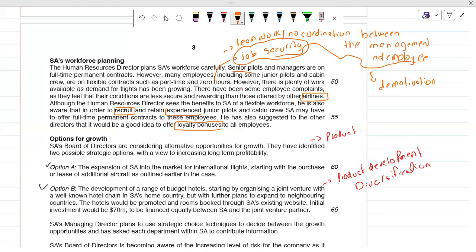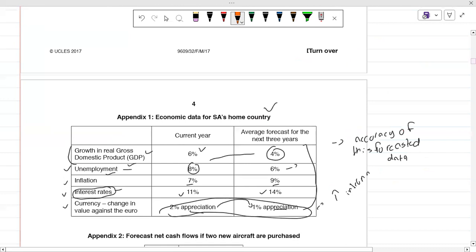Okay, so these are basically all the points we could discuss about this paragraph, and we will write some chunks from this in our question number 5. And now I am moving forward to the question.